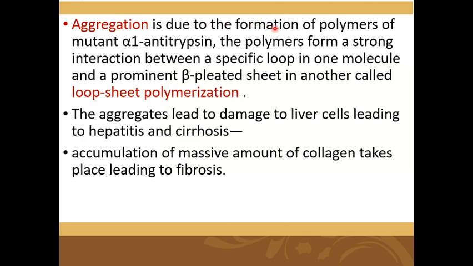Aggregation is due to the formation of polymers of mutant alpha-1 antitrypsin. Which is the mutant alpha-1 antitrypsin? ATZ. The polymers form a strong interaction between the specific loop in one molecule and a prominent beta-pleated sheet in another. So one loop and the beta sheet of the other molecule form a complex, and this is known as loop sheet polymerization.